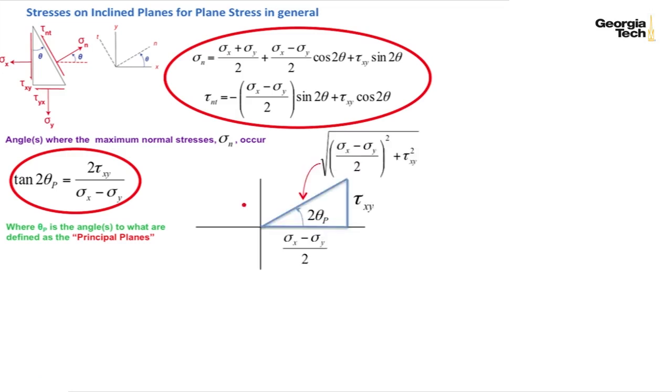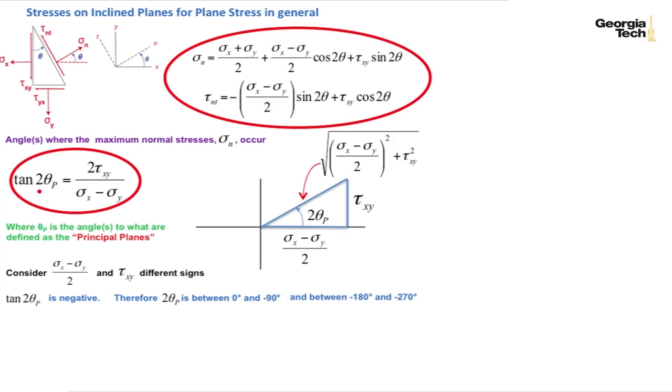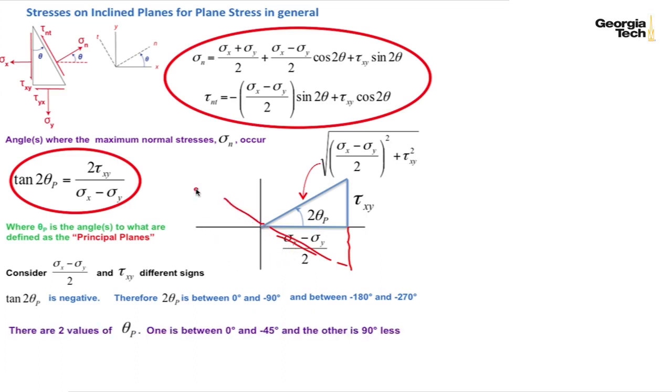Okay, now let's look at the case where these 2 values, tau xy and sigma sub x minus sigma sub y over 2, end up having opposite signs. You could have a negative tau xy in the numerator and a positive sigma sub x minus sigma sub y over 2 value in the denominator, or you could have a positive tau sub xy value in the numerator and a negative sigma sub x minus sigma sub y over 2 value in the denominator. And if that occurs, tangent of 2 theta sub p is going to be negative. And so one would be negative, the other one would be positive, and we would be somewhere between 0 and minus 90 degrees, or somewhere between minus 180 and minus 270 degrees. And so this time the rotation would be clockwise.